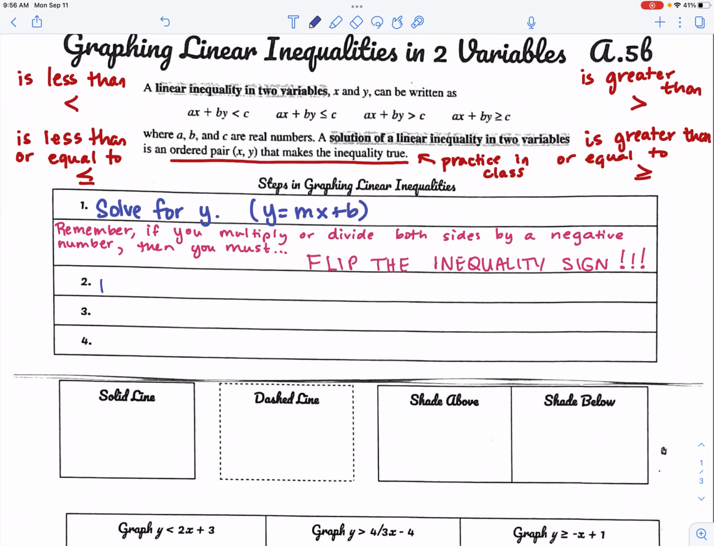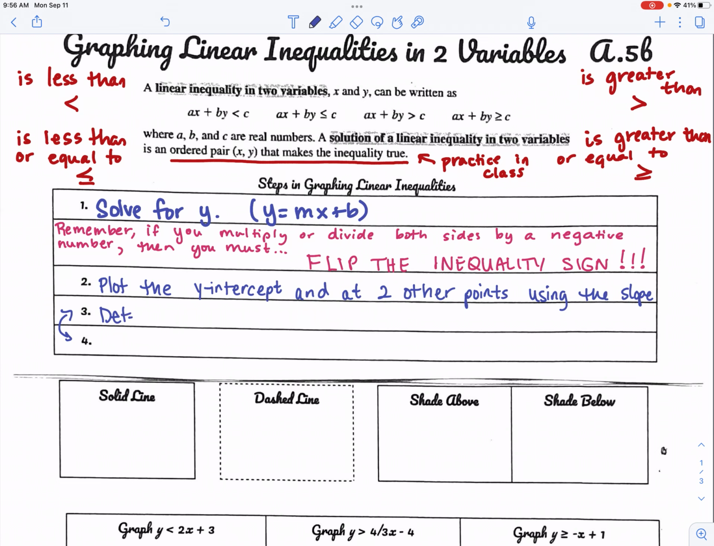Next, to graph, we're going to plot the y-intercept. That's our starting point. And I want to plot at least two other points using the slope, where the slope tells you from that starting point where you go up, down, left, or right. Next, and steps 3 and 4 are interchangeable. It doesn't matter which you do first.